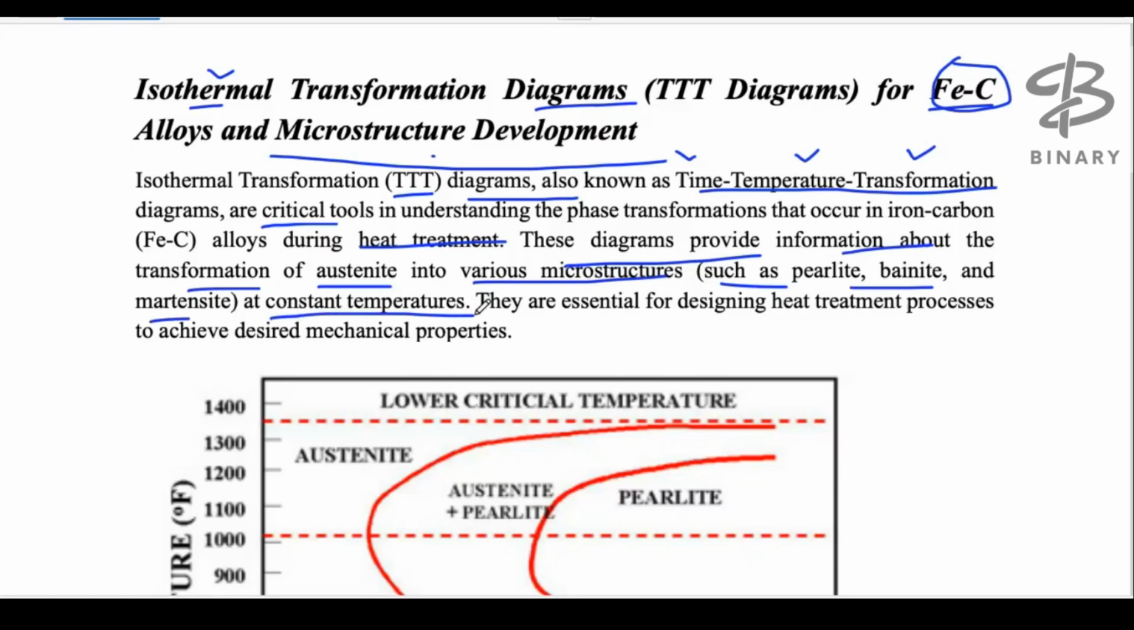Why are they at a constant temperature? Because whenever the phase changes occur, the temperature remains constant. Otherwise, the phase changes will never occur. Wherever you see phase changes occur, there must be a constant temperature. They are essential for designing heat treatment processes to achieve the desired mechanical properties.